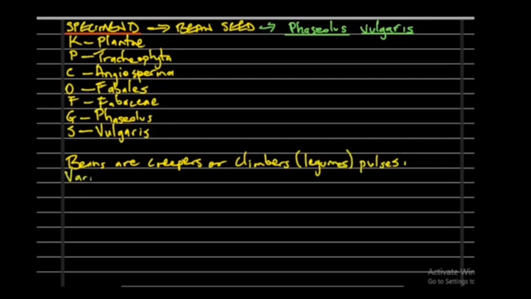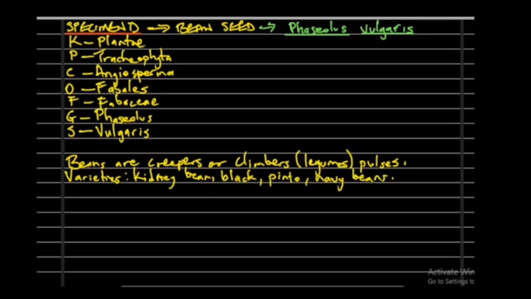It has many varieties. We have them including the kidney bean, the black bean, the pinto bean, and we also have the navy bean. All of these are examples of the varieties of this particular bean.